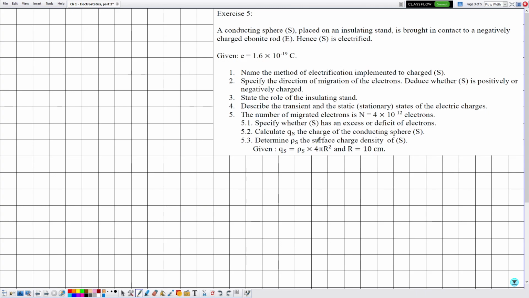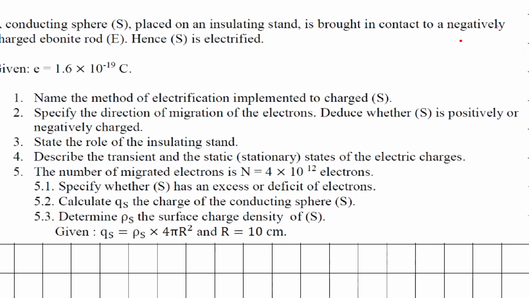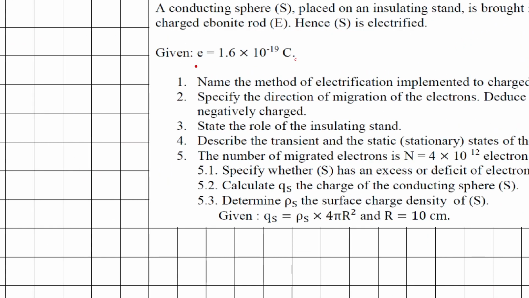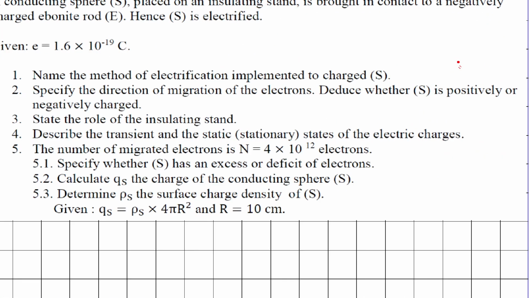So let me say exercise number 5. A conducting sphere S placed on an insulating stand is brought in contact with a negatively charged ebonite rod E, hence S is electrified. Then the elementary charge is given by that. Number 1, name the method of electrification implemented to charge S.